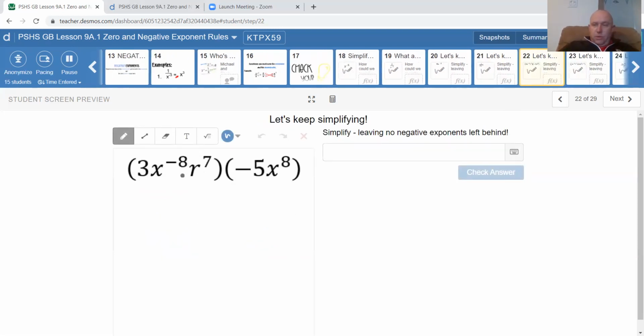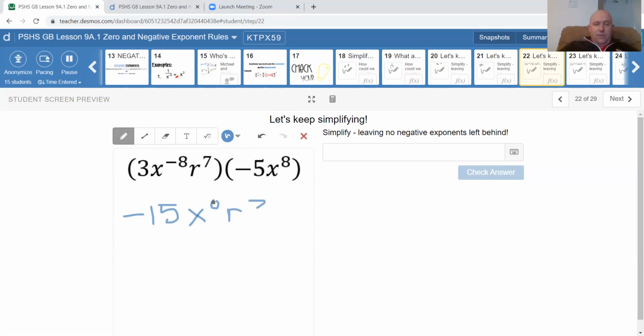Now, ones like this one, we're multiplying. This is the same as the ones we've done a couple of times. You're going to multiply numbers first, letters second, and do it probably in alphabetical order most of the time, or normally in the order that you see the question. So 3 times negative 5 is negative 15. X to the negative 8 times x to the 8, add the exponents together, would give you x to the 0. And there's only one term with an r in, so that would be r to the 7.